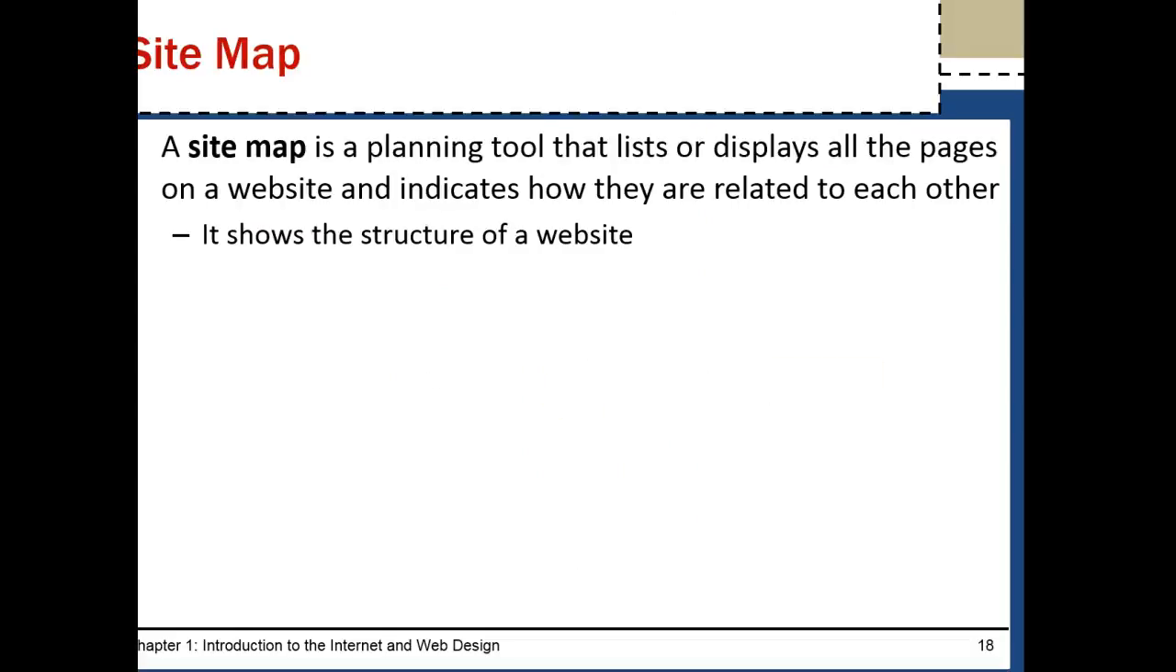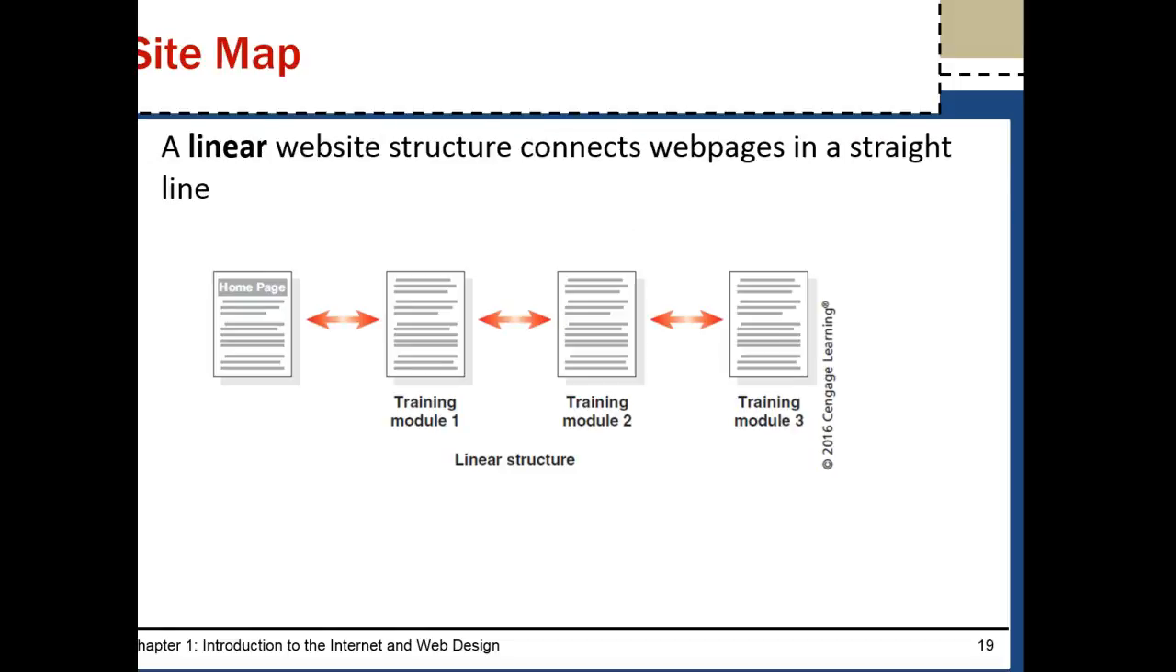A sitemap is also a planning tool that lists or displays all the pages on a website, and it indicates how they are related to each other. It can show the structure of the whole website. So we can have a linear website, which connects the web pages in a straight line. So that's one way of showing the sitemap.